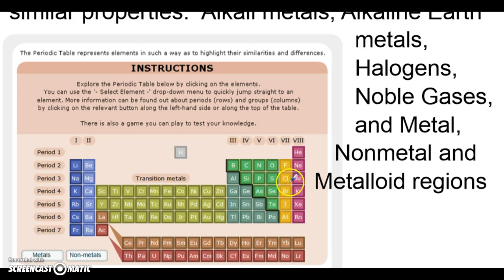So questions you could have here are: name an alkali metal. Any of these. Name a noble gas. Any of these. Name a metalloid. Silicon. Something like that.